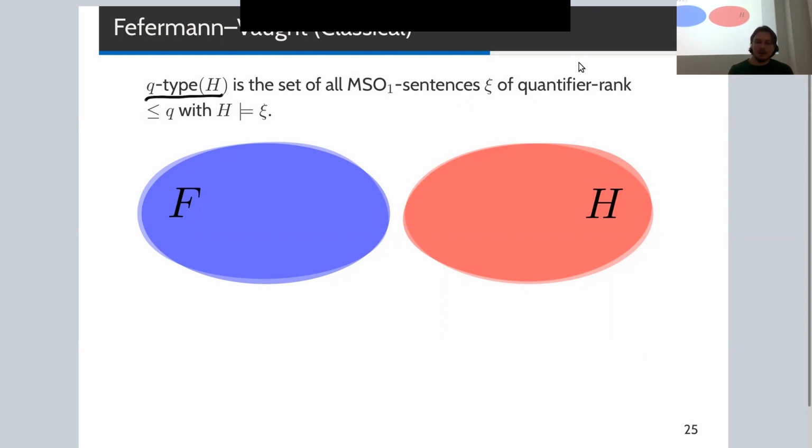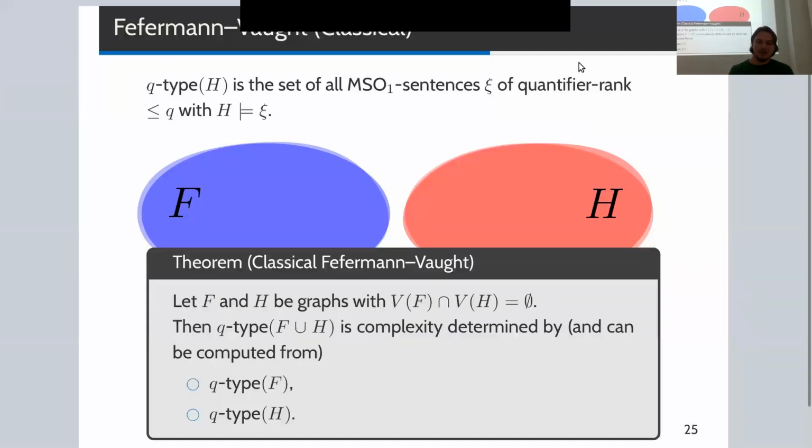And then the classical variant of Pfefferman-Watt theorem states that you can combine disjoint subgraphs. So you have now 2 graphs, F and H, whose intersection is empty. So they don't intersect anywhere. And if you combine them, then it's just a plain disjoint union of 2 graphs. And then the Q-type of the disjoint union is completely determined and can be computed from the Q-types of both subgraphs, the Q-type on F and the Q-type on H.